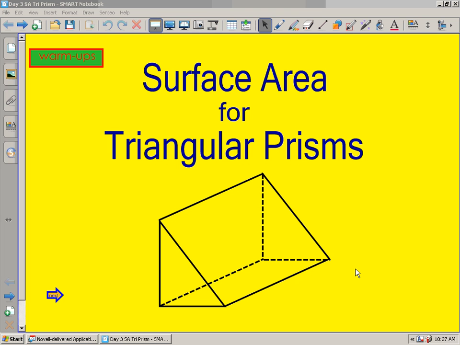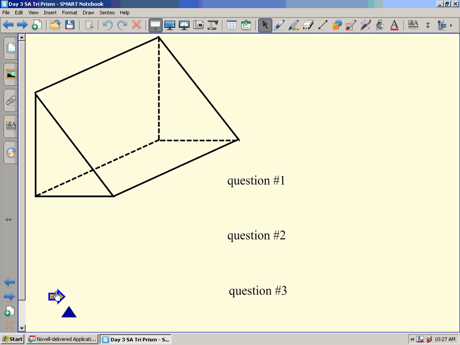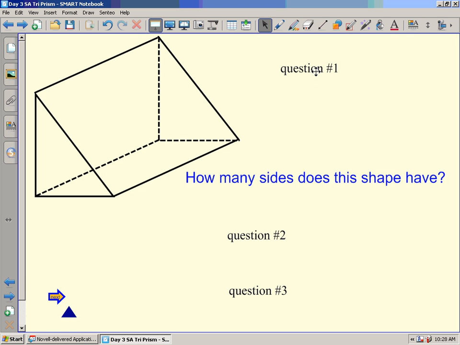To talk about the surface area for a triangular prism, and specifically a right triangular prism. So here we go. Number one, first of all, if we look at a triangular prism, the one thing we want to ask first of all is how many sides does this shape have?